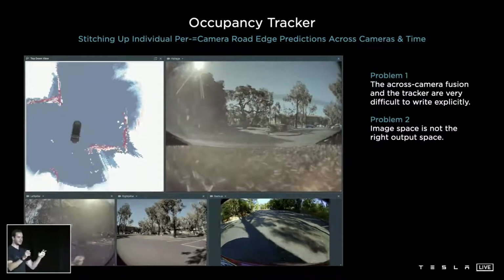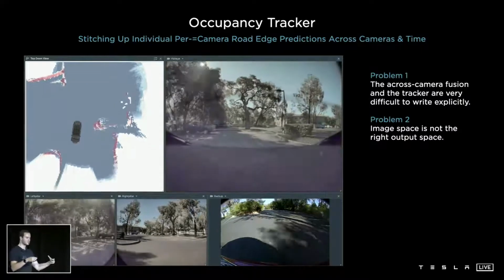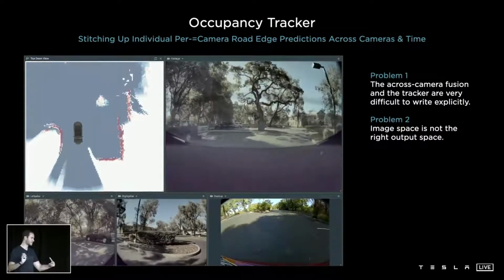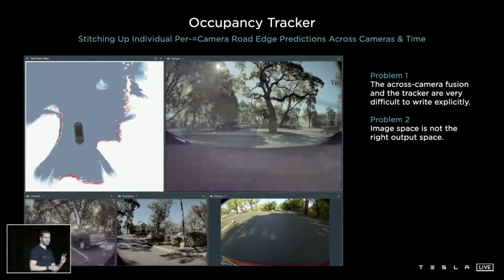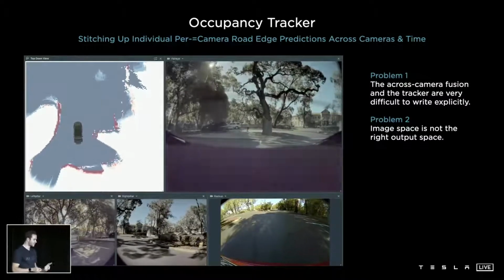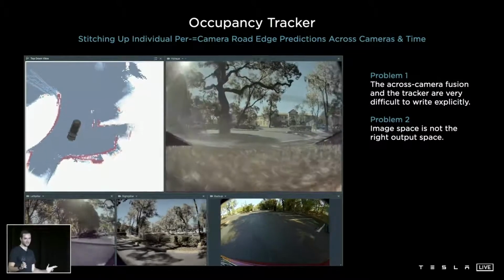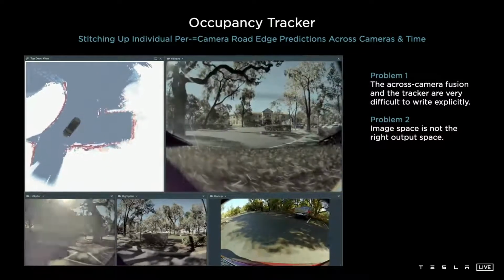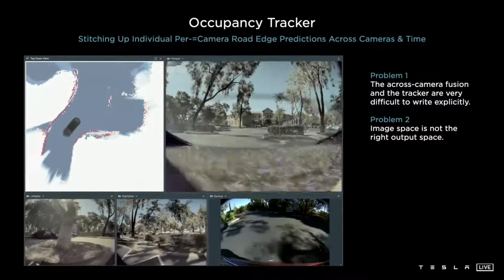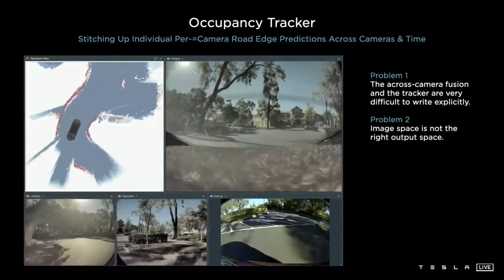So here we see that the curb detections from the images are being stitched up across camera boundaries and over time. Now, there were two major problems, I would say, with this setup. Number one, we very quickly discovered that tuning the occupancy tracker and all of its hyperparameters was extremely complicated. You don't want to do this explicitly by hand in C++. You want this to be inside a neural network and train that end-to-end.